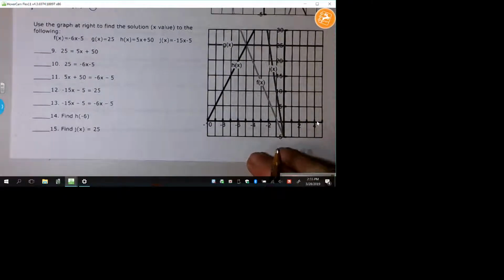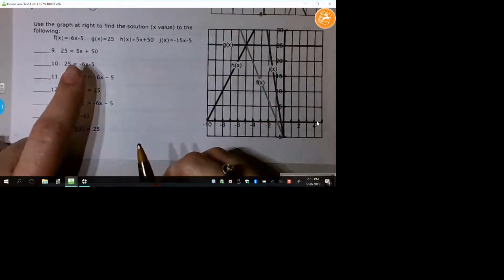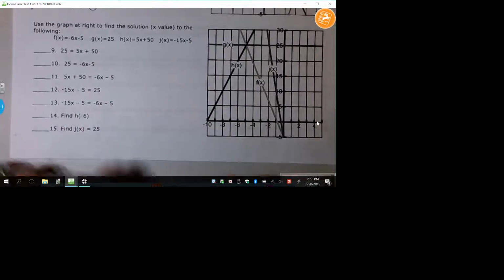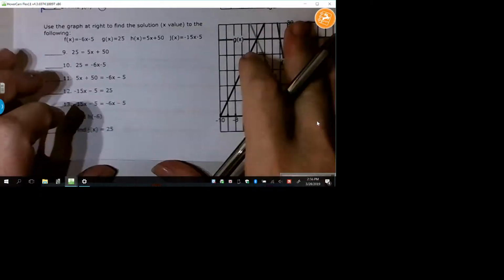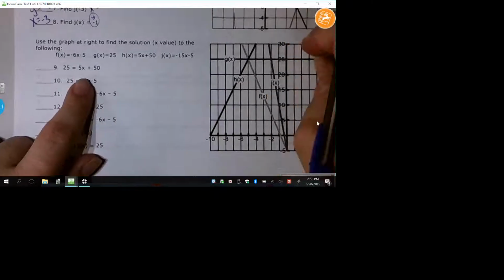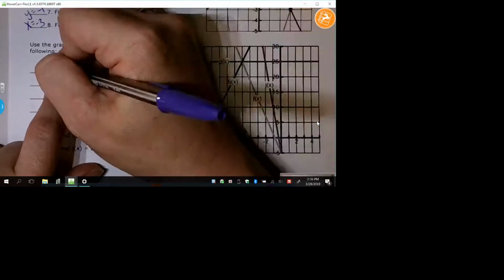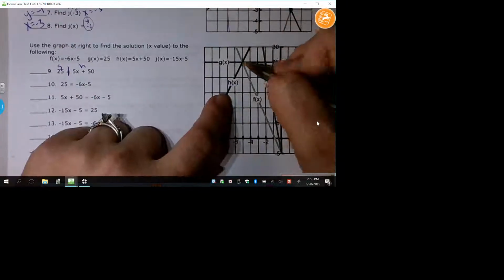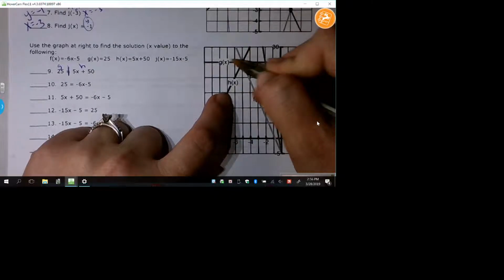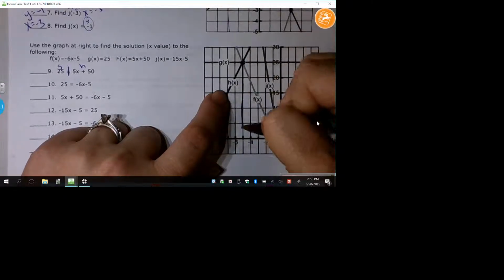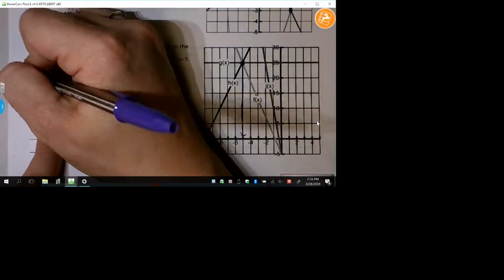All right. Use the graph to the right to find the solutions at x values to the following. Now, if you don't like these and you like the tables better, you could type this in your calculator, left side, right side, and see where they equal, just like I showed you on number 1 and 2. You can. But I'm going to do it from the graph, because that's what it's asking. So 5x plus 50 is h, 25 is g, so we're looking for where h and g touch. So h and g touch right here, so that's at x equals negative 5.